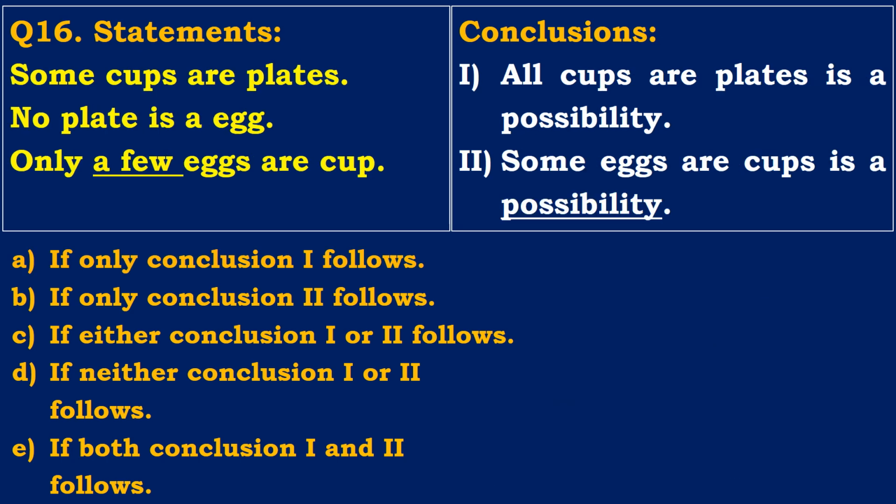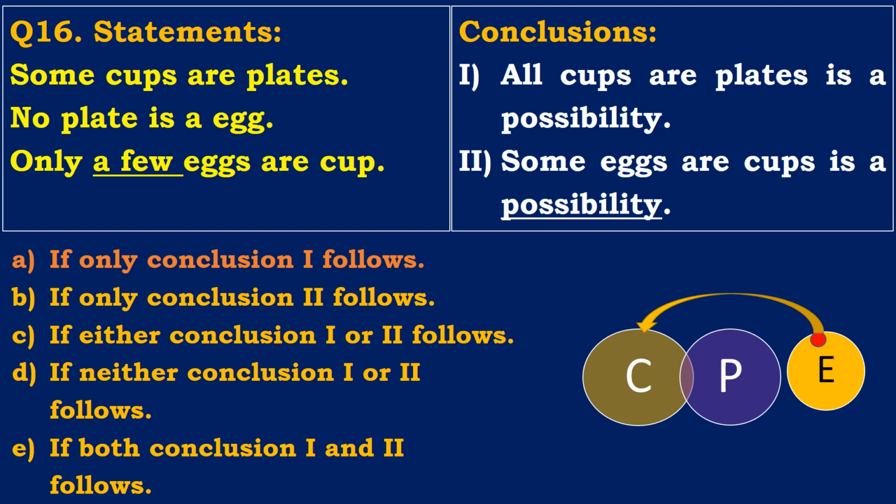Challenge 16. Some cup is plate. No plate is egg. Only a few eggs are cup. Conclusions: All cup is plate is a possibility. Some egg is cup is a possibility. According to the Venn diagram, conclusion 1 is correct. Statement 3 clearly says a few eggs, not some eggs. Hence, conclusion 2 is wrong. As a result, only conclusion 1 follows the statement. Hence, option A is the correct answer.